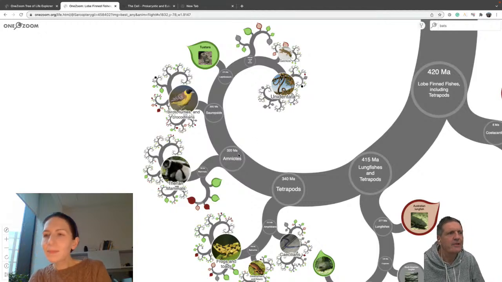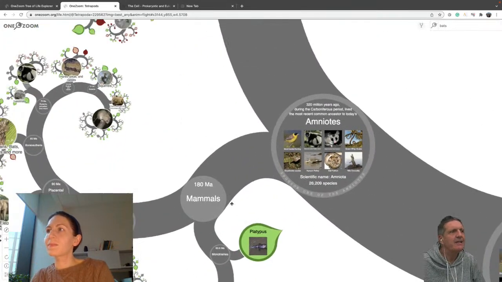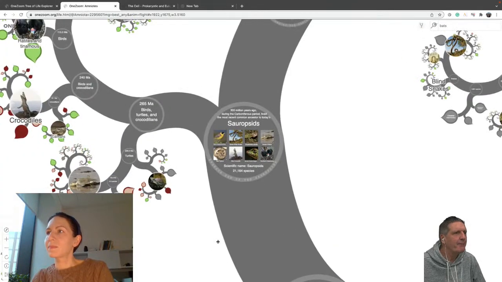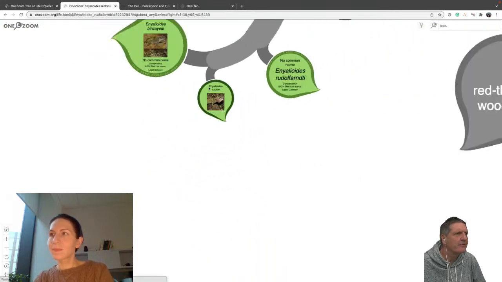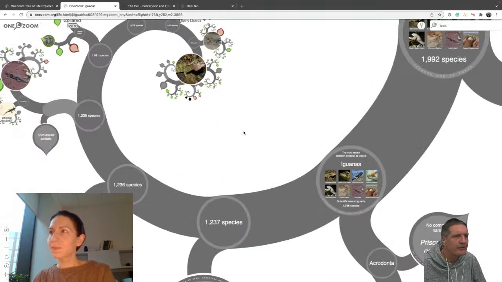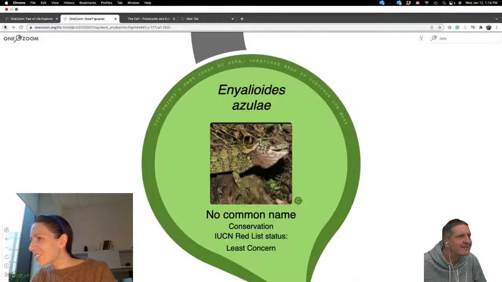So some 320 million years ago only, we get to the mammals. Yeah, the mammals about 180 million years ago. And up here are the sauropods. So did I say that correctly? Sauropods. I didn't say that correctly, did I? And now I lost myself. Wait a second. This is the problem. Sorry, Christian, I'm getting distracted.